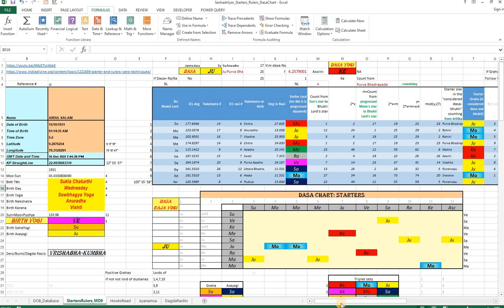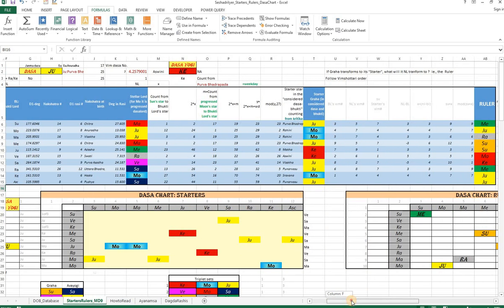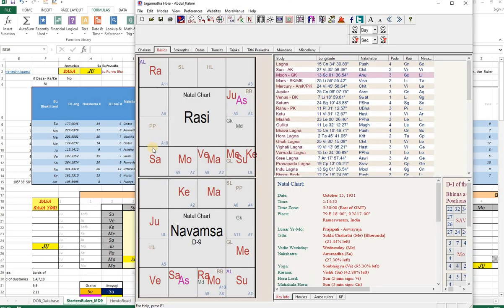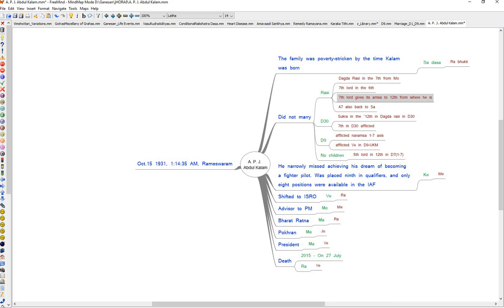So the 7th Lord is Saturn. One thing is Saturn has gone to the 6th house, which itself is bad. And the 12th house from Saturn is normally a loss. That is the 5th house in a way, so loss of children itself is an indication. But let us get back to what I have written here: the 7th Lord gives its samsa to the 12th from where he is.